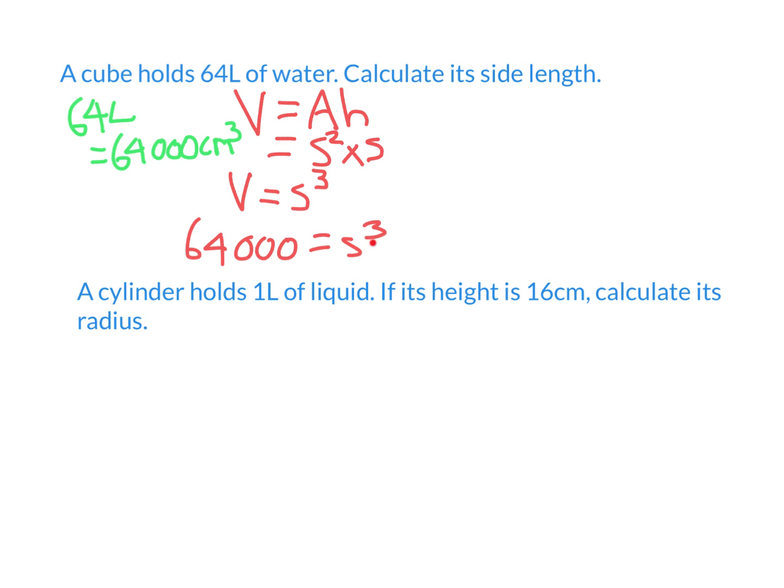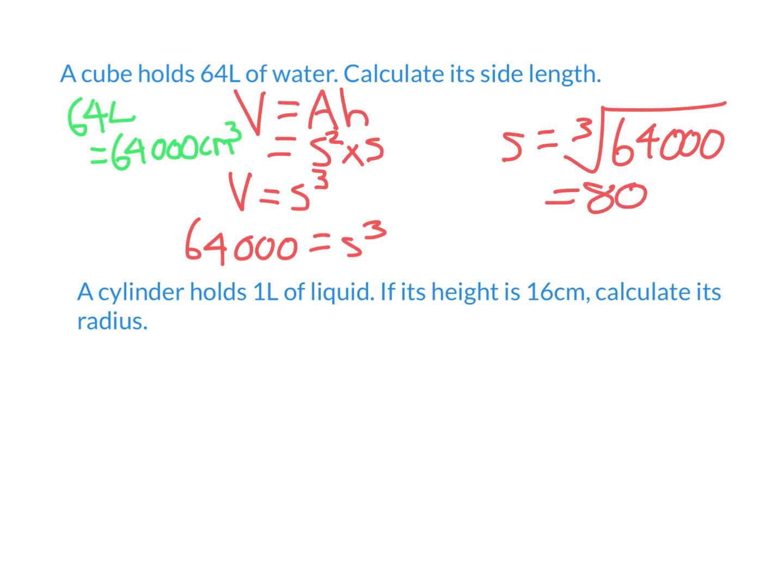The way I undo cubing is cube rooting. So s will just be the cube root of 64,000, which is 80. And because this was centimeters cubed, this will be in centimeters. So if a cube has side length 80 centimeters, it will hold 64 liters of liquid. All right, let's try this one. Cylinder holds 1 liter of liquid, height 16 centimeters, calculate its radius.